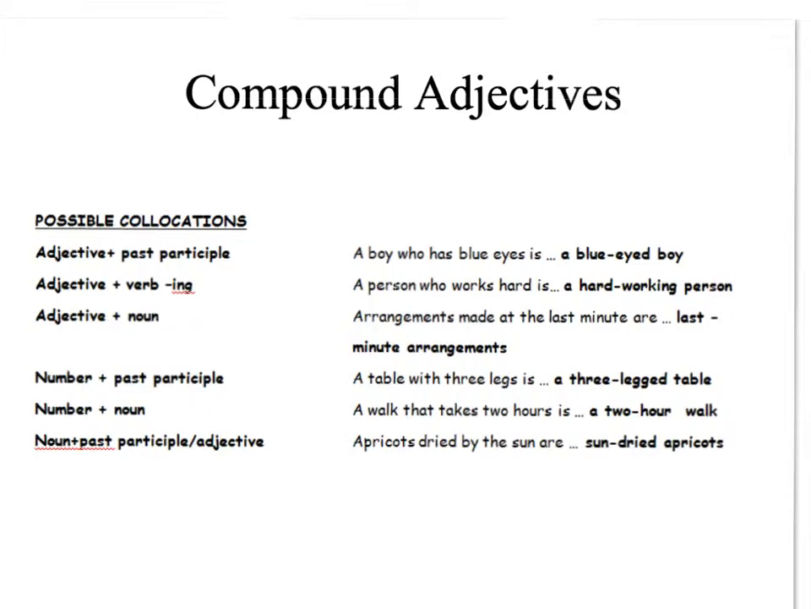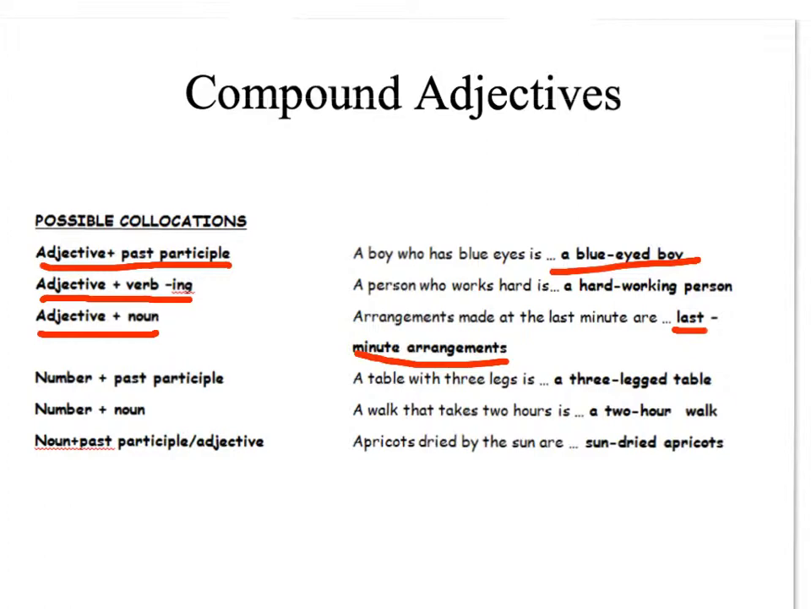Some possible combinations of compound adjectives here. You've got the adjective past participle, as in, a boy who has blue eyes is a blue-eyed boy. An adjective plus a verb with ing is, a person who works hard is a hard-working person. An adjective plus a noun. Arrangements made at the last minute are last-minute arrangements.